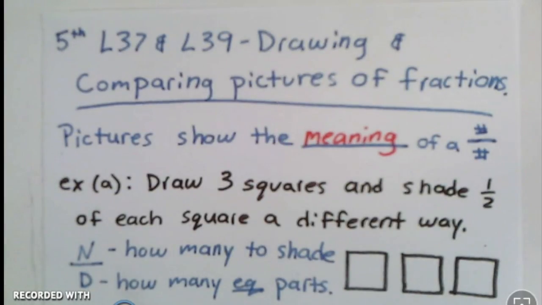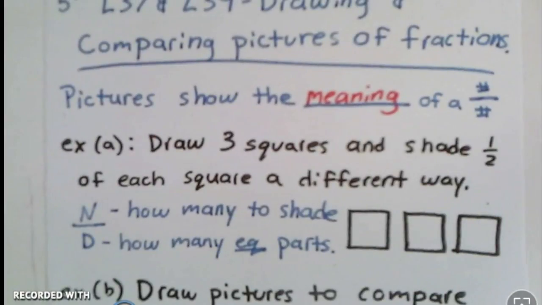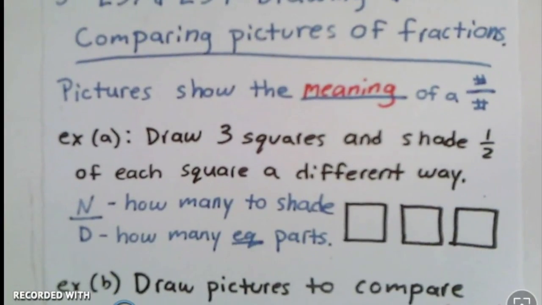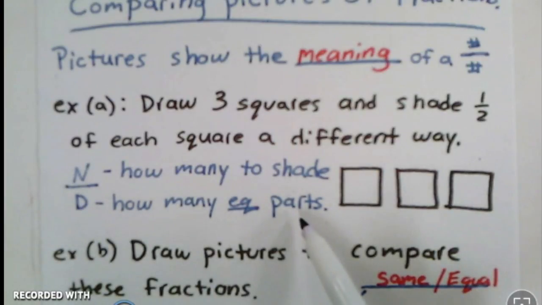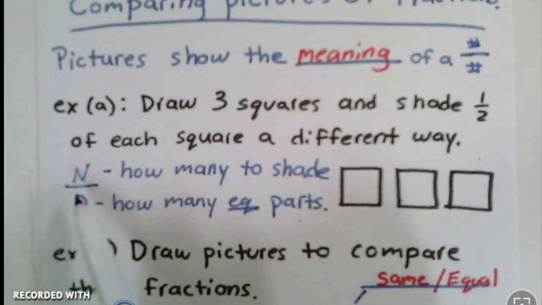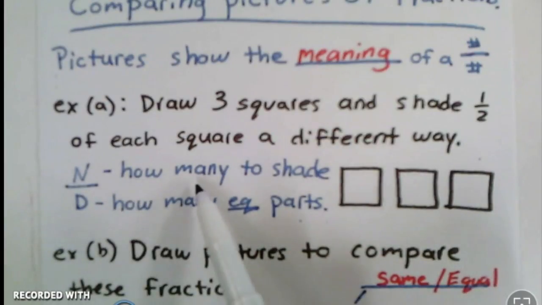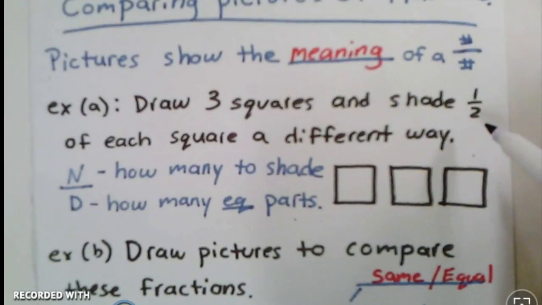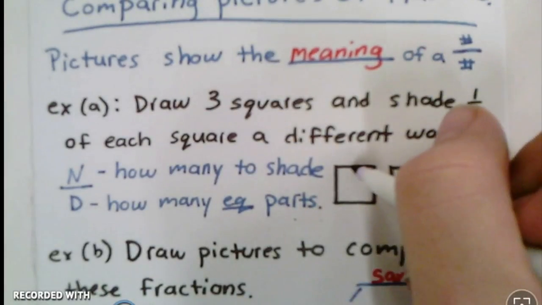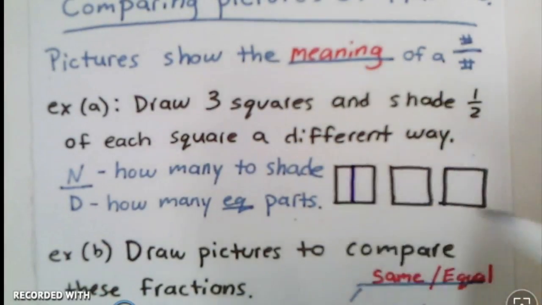Here's an example. If you were asked to draw 3 squares and shade half of each square a different way, the denominator, which is what this D stands for, is going to show us how many equal parts to break it into. And then the numerator is going to tell us how many of these parts to shade. So if I am trying to break this square into 1/2, my denominator tells me how many parts I need. So I need 2 parts.